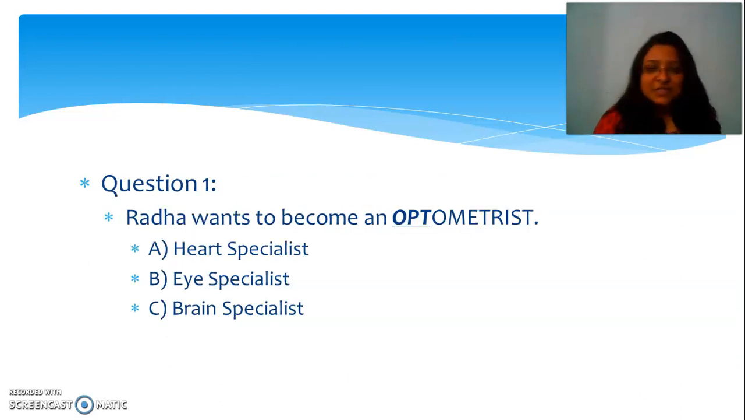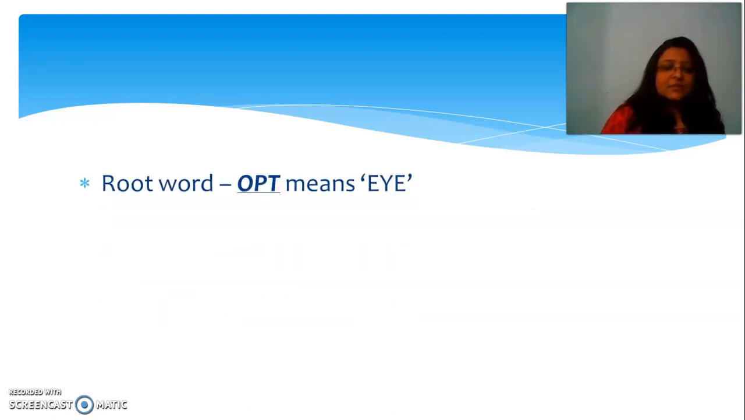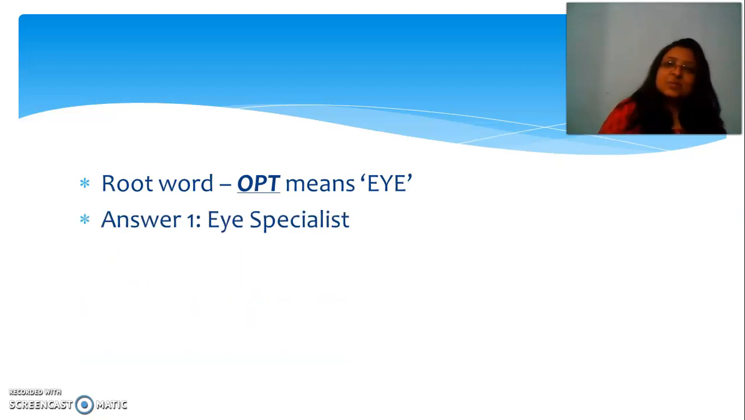So, based on that, my first question to you is: Radha wants to become an optometrist. Now, you don't need to know the meaning of the word optometrist here. If you know the root word opt, what it means, you should be able to guess. Does she want to become a heart specialist, an eye specialist, or a brain specialist? So let's see. If the word opt means eye, obviously the answer is she wants to become an eye specialist. Fantastic. I hope you're following me so far.